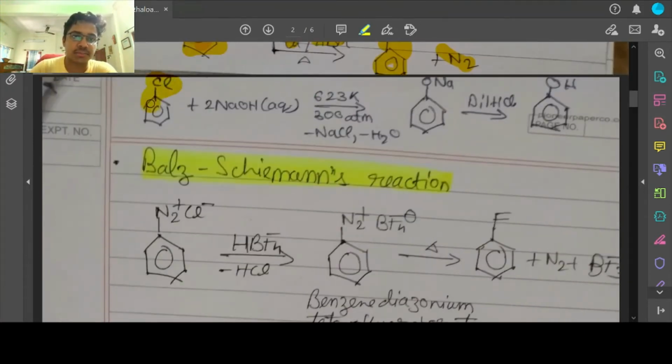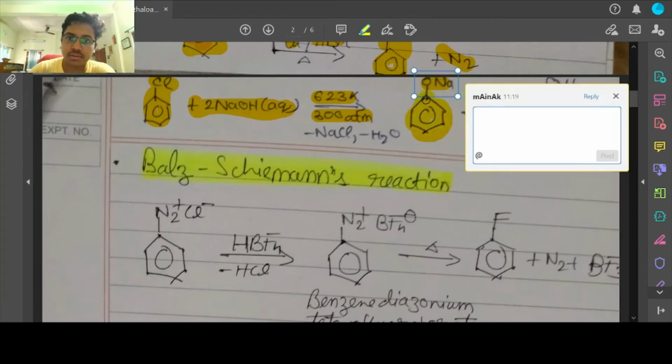This is chlorobenzene. Chlorobenzene plus 2 NaOH, aqueous NaOH is used. So chlorobenzene plus 2 NaOH at 623 Kelvin and 300 atm pressure. Note the reaction conditions also, because in the board exam you write accurate things. So chlorobenzene plus 2 aqueous NaOH at 623 Kelvin temperature and 300 atm pressure gives sodium phenoxide.